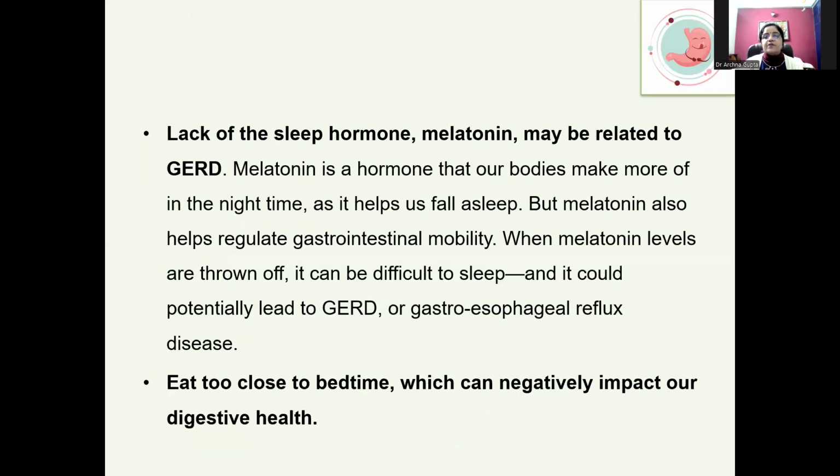Lack of sleep hormones, melatonin, may be related to GERD. Melatonin is a hormone that our bodies make more of in the nighttime as it helps us fall asleep. But melatonin also helps regulate gastrointestinal motility. When melatonin levels are thrown off, it can be difficult to sleep and it could potentially lead to GERD or gastroesophageal reflux disease. So eating too close to bedtime can negatively impact our digestive health.